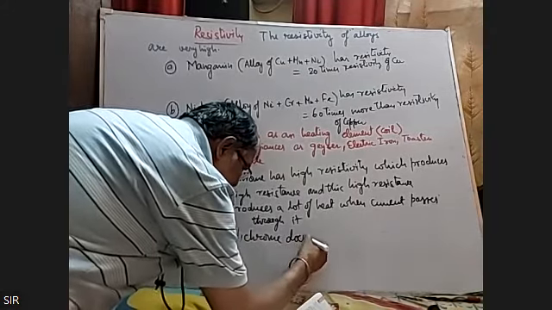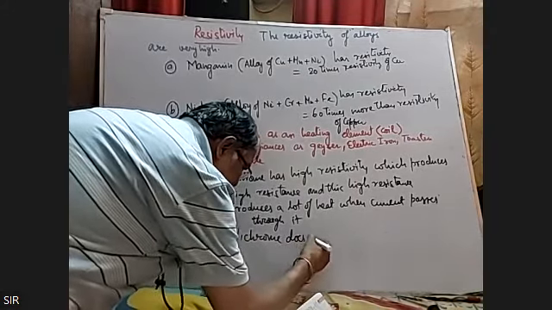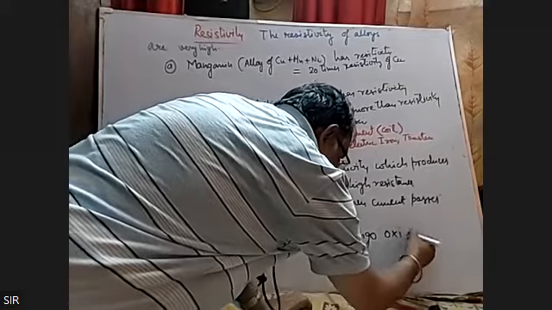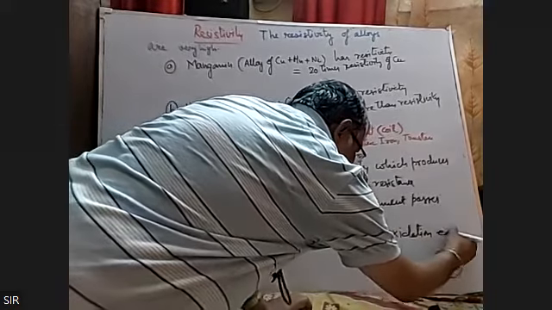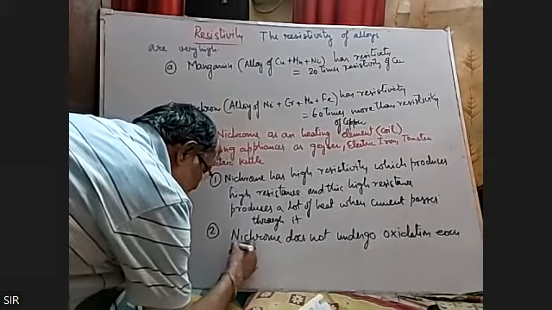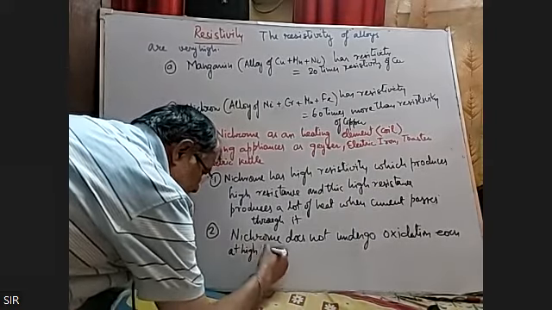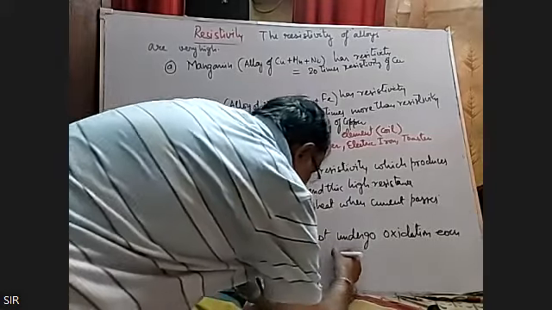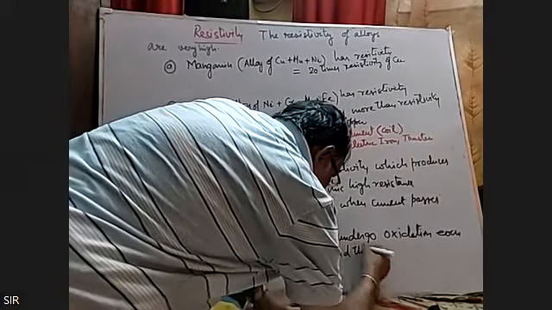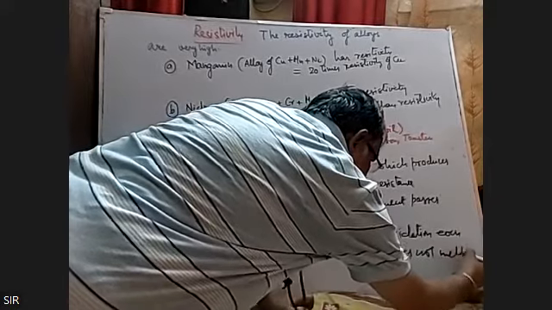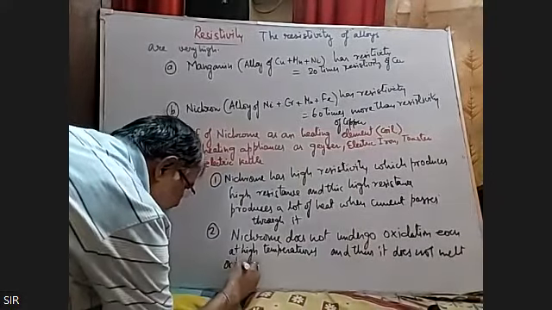Nichrome does not undergo oxidation even at high temperatures, and thus it does not melt or burn easily.